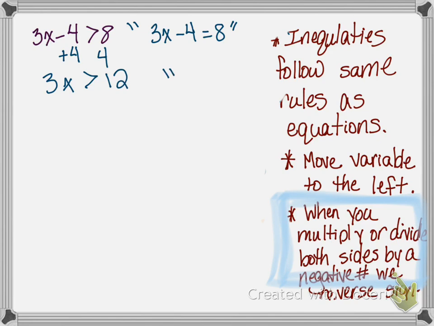So I'm thinking 3x equals 12. I'm going to solve it the same way I would solve 3x equals 12. What would I do? Excellent. I would divide by 3. So then I am left with x is greater than 4. And students are like, yep, I remember that. I'm good. Let's go. We're not done.